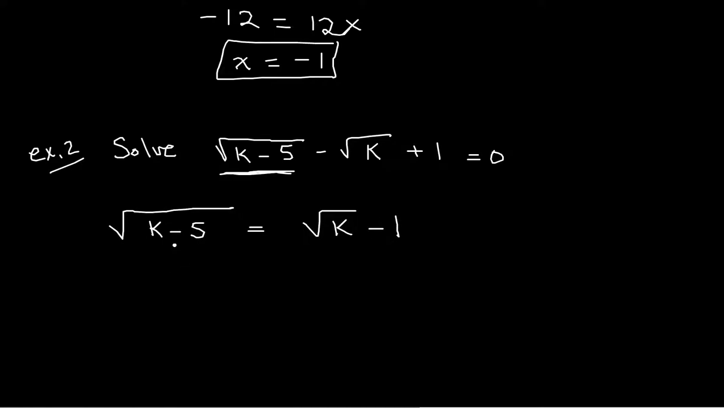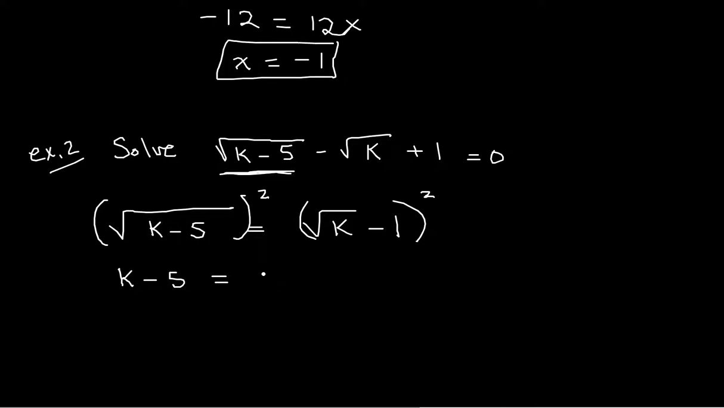Then we're going to square both sides. So we'll square it like this. You have to square both sides. And when you square the square root, we're going to get k minus 5 on the left. And on the right, I'm going to FOIL it the mature way. So we square the first term.